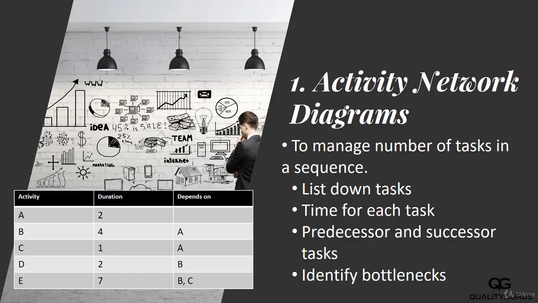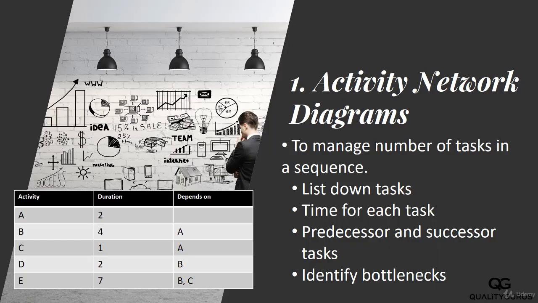So the first thing we need here is the list of tasks we have, and then the time for each of these tasks. Task number 1, or activity A, takes 2 days to complete. Activity B takes 4 days to complete. Activity C takes 1 day to complete.